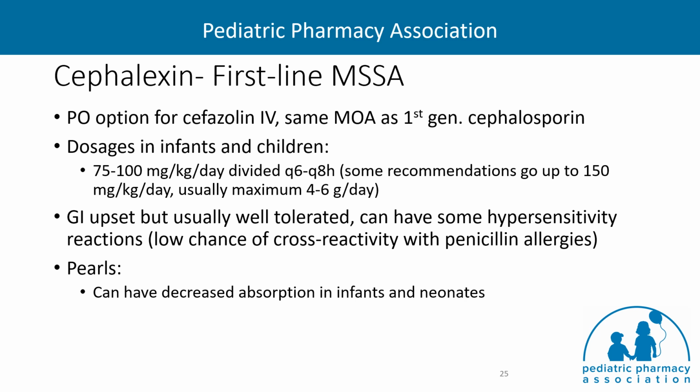Cephalexin is typically our oral transition for that. So first generation ceph dosing is a little bit similar, but probably a little bit lower in osteomyelitis, somewhere around 75 to 100 milligrams per kilo per day divided Q6 to Q8. Some people may go up to 150, but typically 75 to 100 is where you're targeting.